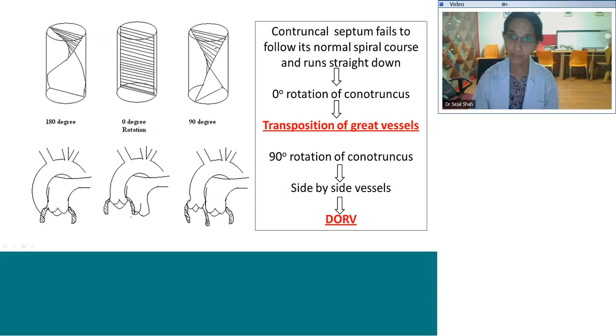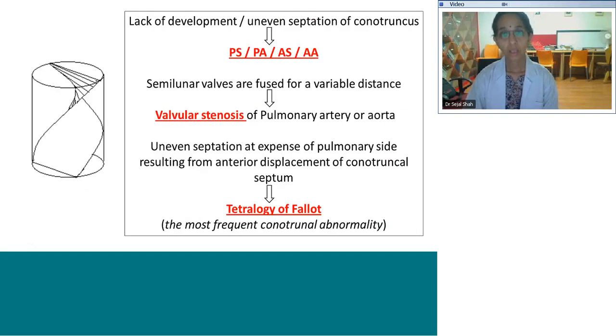If this rotation happens partially, then it can give rise to a situation in between where you can have side-by-side vessels, and commonly this is in association with double outlet right ventricle. So abnormality with the rotation gives rise to transposition and DORV. Abnormalities with the formation of the conotruncal septum can give rise to truncus, AP window, or an outlet VSD.